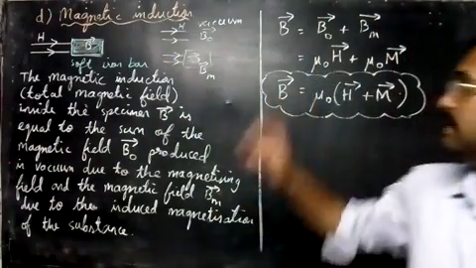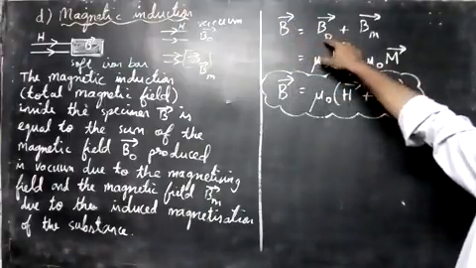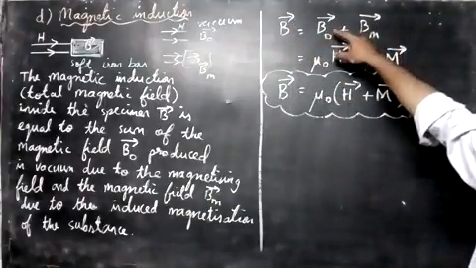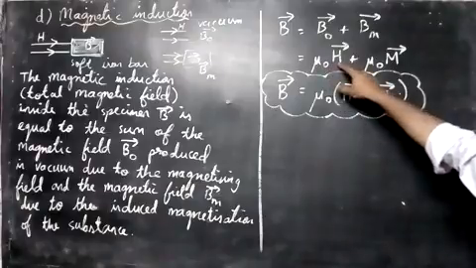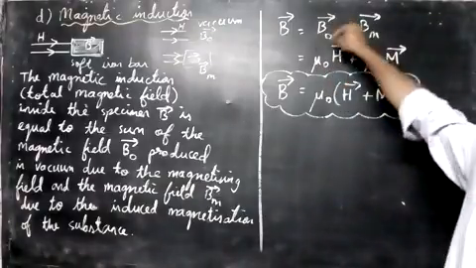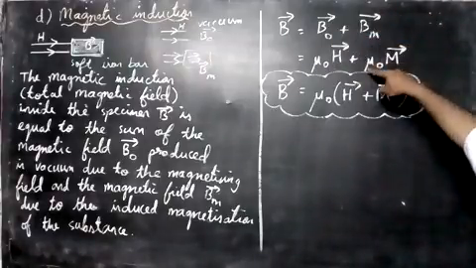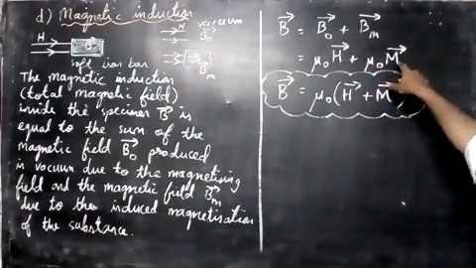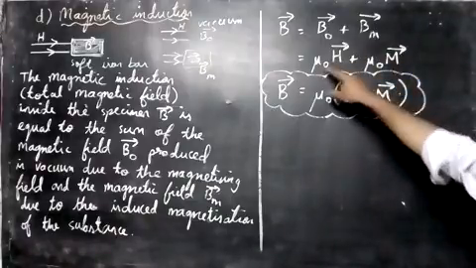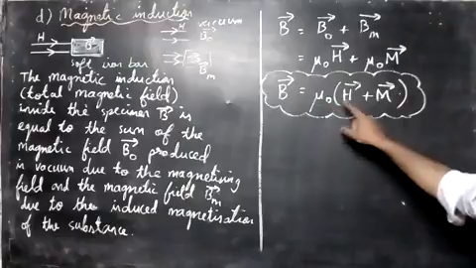So in this case the B vector, the total magnetic field, is equal to B naught plus Bm. B naught is mu naught into H, where H is the magnetizing field. This happens in vacuum. And this happens in the material: Bm is equal to mu naught into M. So we have to add these two. Mu naught is common here, so we take it out. So B vector is equal to mu naught into H plus M.